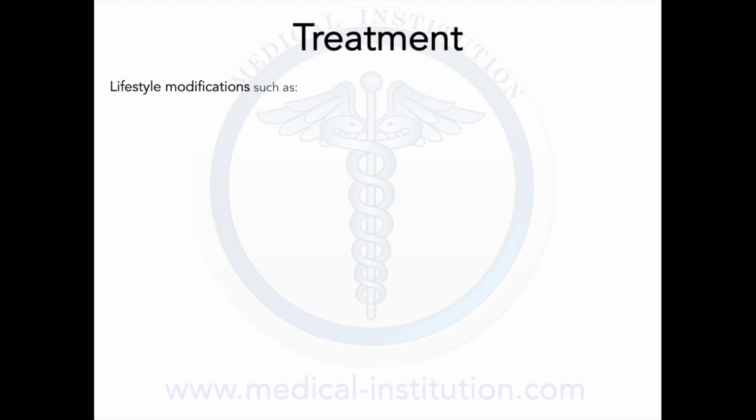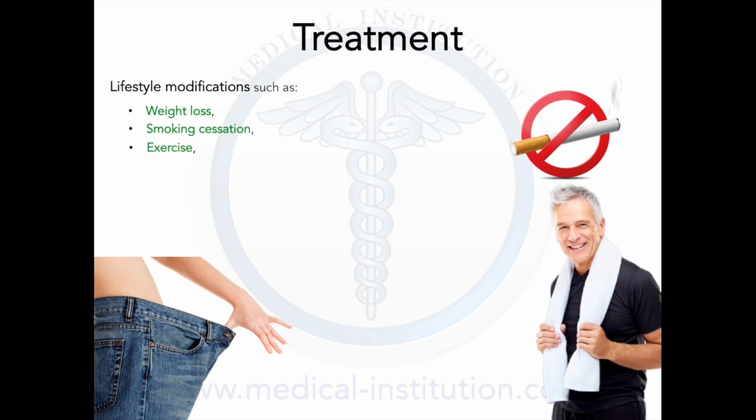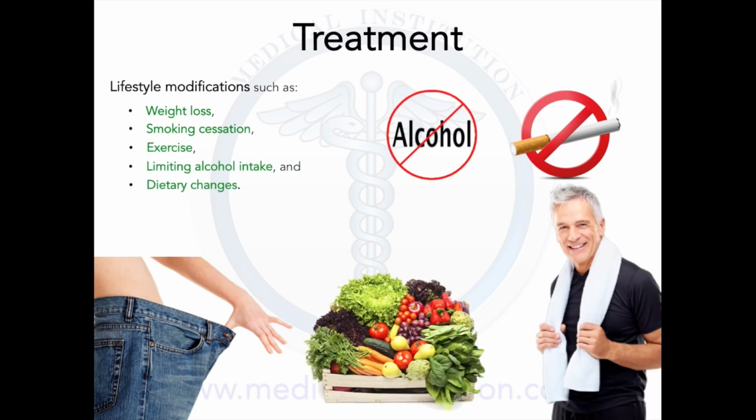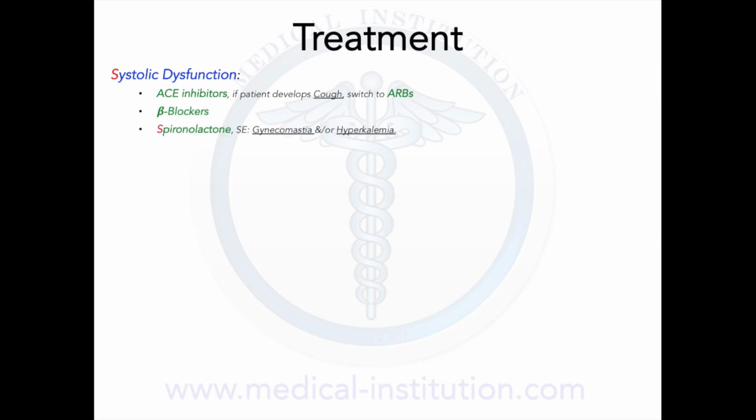In order to properly treat congestive heart failure, we must first focus on modifying the patient's lifestyle by encouraging the patient to lose weight, stop smoking, exercise, limit their alcohol intake, and have a healthier diet, which are all equally effective in preventing diastolic and systolic heart failure. The pharmacological management for systolic dysfunction heart failure includes ACE inhibitors and/or angiotensin receptor blockers, beta blockers, spironolactone, diuretics, and if nothing else works, we can give them digoxin.